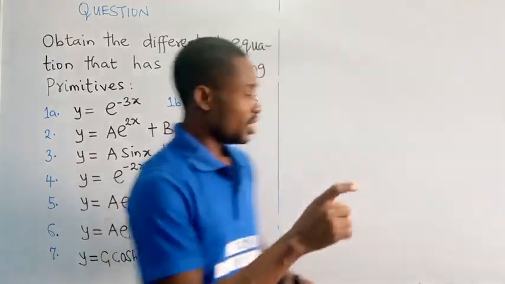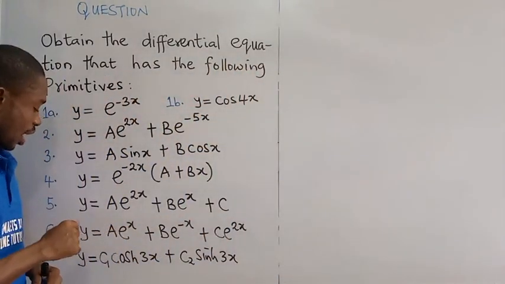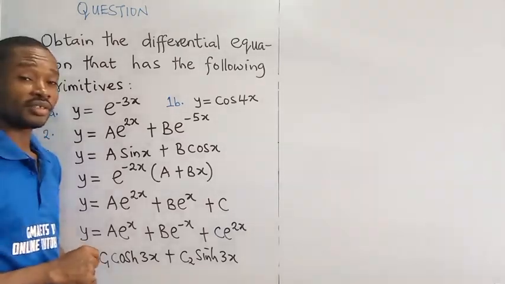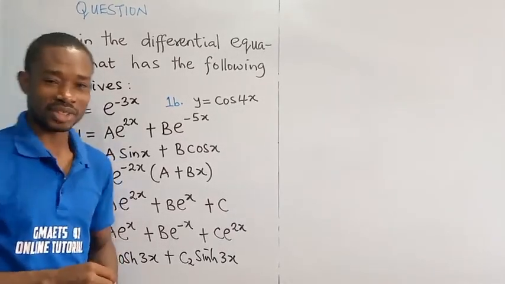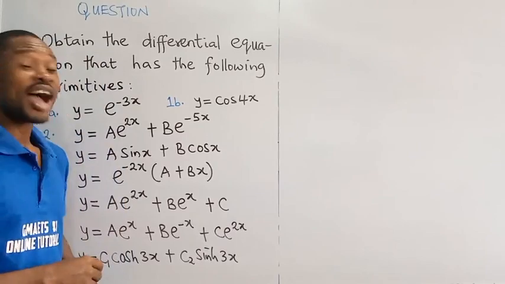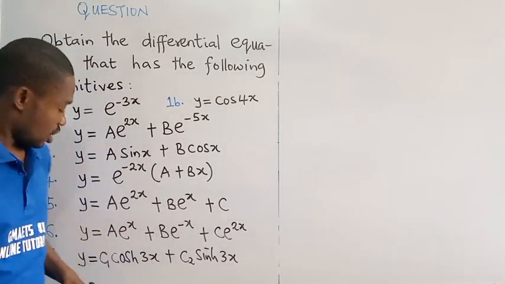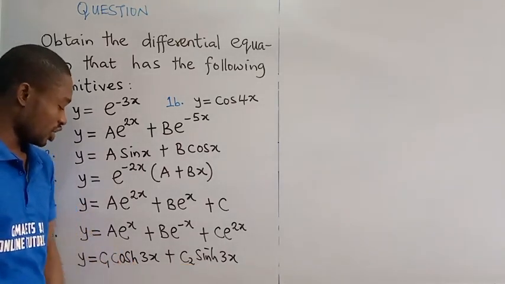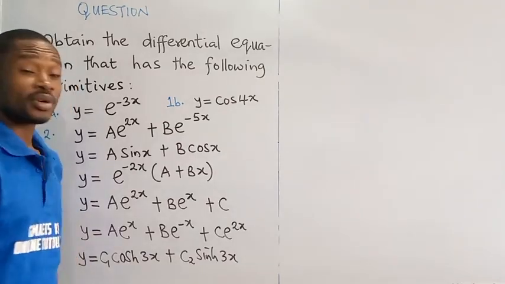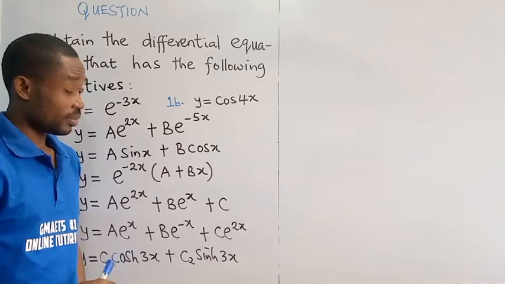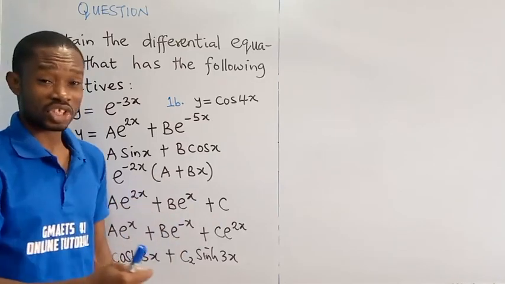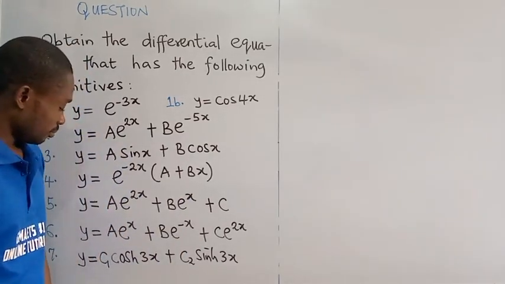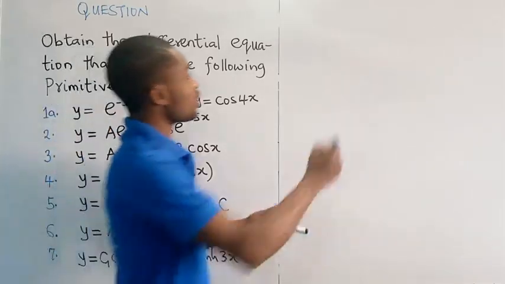Are you following right? In question 7 we have y equal to c1 cosh 3x plus c2 sinh 3x. I don't mind that pronunciation. Cosh and sinh are actually hyperbolic functions, so we have hyperbolic cos and hyperbolic sine. That h there represents hyperbolic. The pronunciation is not of interest anyway, although that's the correct way it is pronounced, like tanh, sech, and the rest of them. Anyway, let's move on to the business of this video lesson.